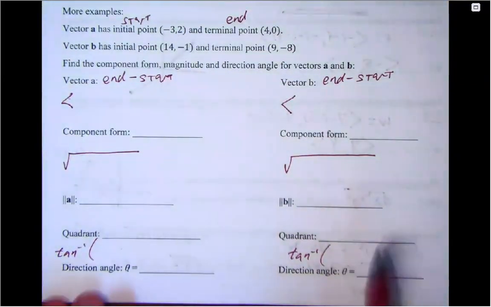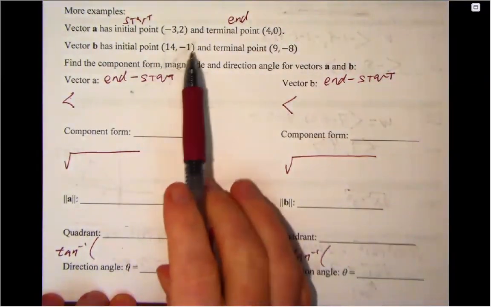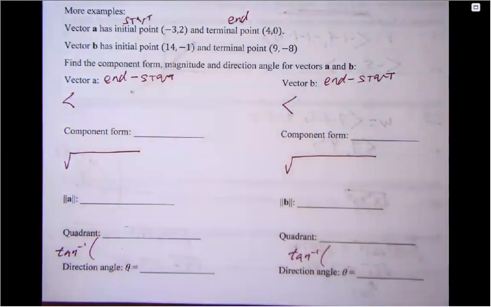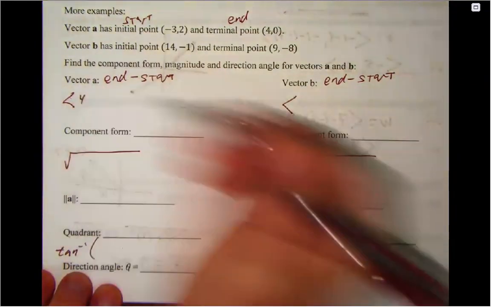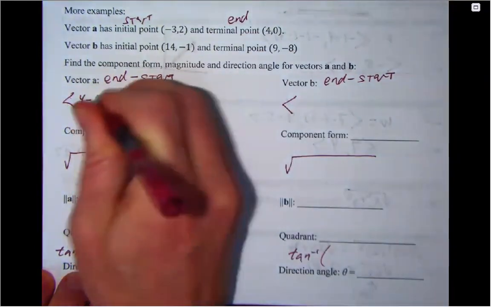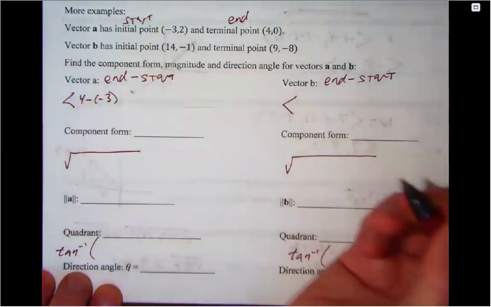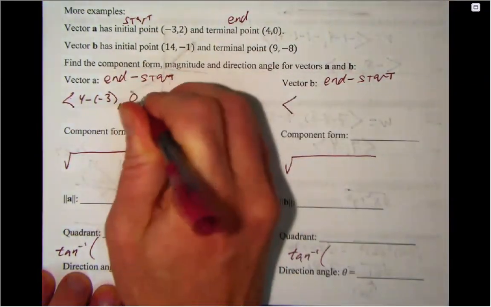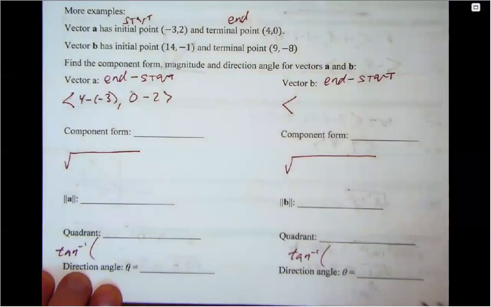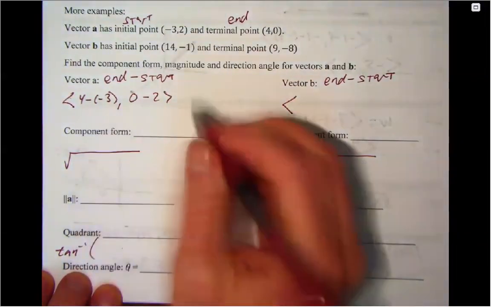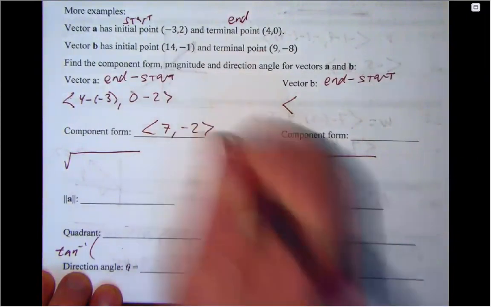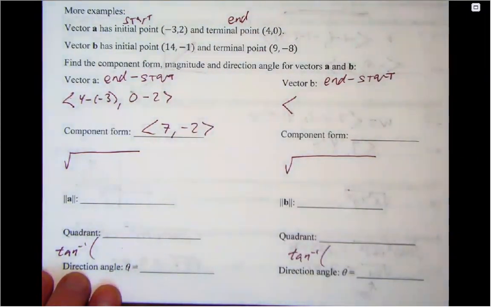So when we are finding standard position, remember it's just end point minus start point, subtract the x's, subtract the y's. So this would be 4 minus -3. And then for the y's, 0 minus 2. So it would be 7 for the x and -2 for the y. And that's your standard position vector.